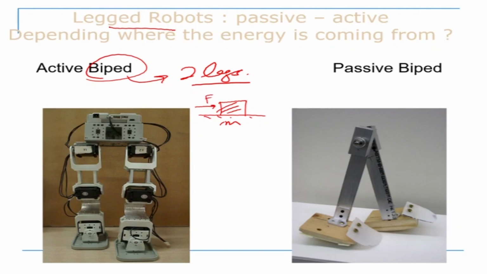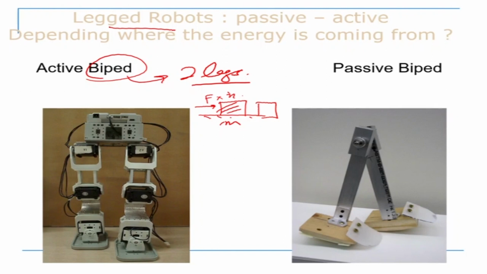Okay, so I have to give some push to the mass, then the mass will move and come there. So I have to give some force into distance, F into d. Some energy has to be given to this system to move, right? So for this biped also, it requires energy to move.